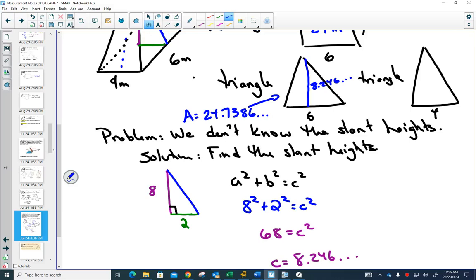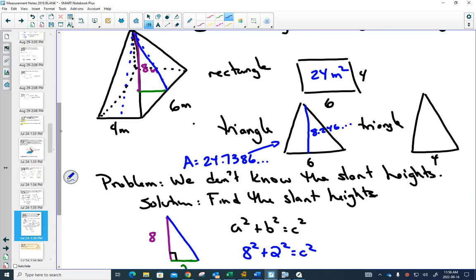Right. So if we keep 4 decimal places, it's probably going to be close enough. But when we get our final answer, we're going to see. I'm going to keep all of my exact values all the way through to try to keep things as best as possible. We don't know this slant height either. I'm going to change this slant height to orange just so we can visualize it. Okay? I need to find that slant height.